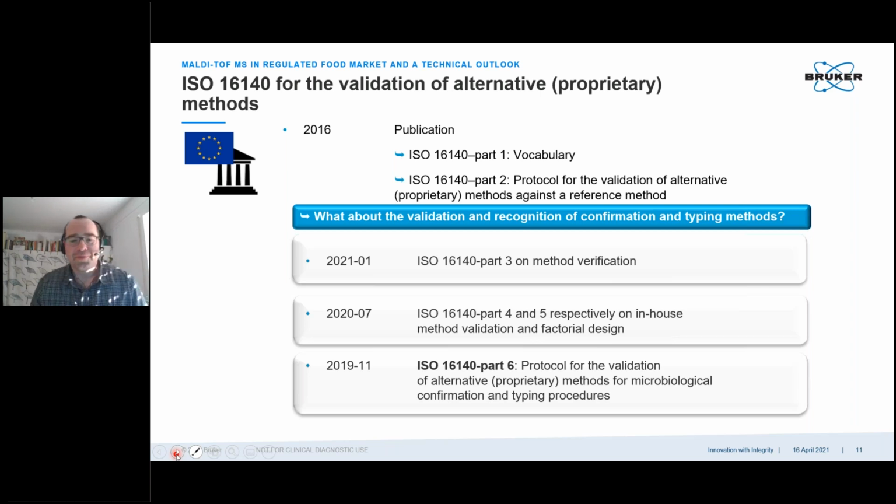So part 6, which was published at the end of 2019, is for the alternative methods. And to make this complete, parts 3, 4, and 5 were also published recently. So we worked according to draft versions of this ISO. And this was, of course, a risk, because if the finalized version would differ from the draft versions, maybe the data would not be sufficient.